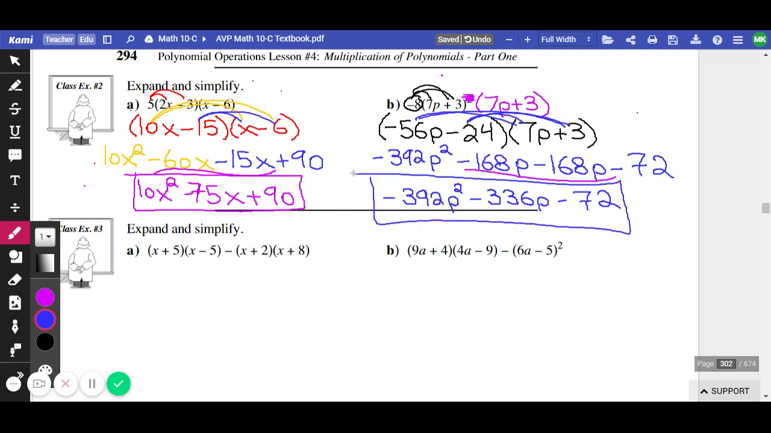Remember, I can't collect any further like terms because they all have different exponents, right? P squared, and then p to the power 1, and then a constant. So those don't combine. People find this unit difficult. Actually, math in general gets difficult as we move forward because it's hard to know when to stop. When am I done the question? You're done when every variable has a different exponent. P squared, p to the 1, no p's. Done. Can't do anything further.